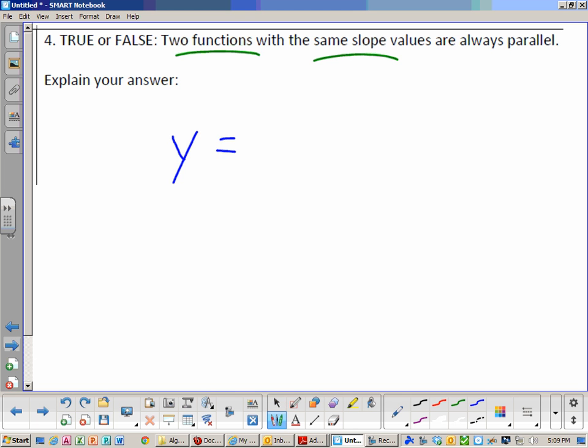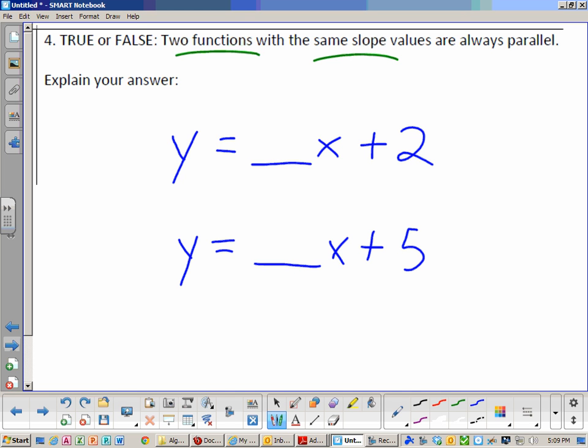I want you to graph these two equations. Let's make up a y-intercept right now. Let's say one y-intercept is 2. I want you to make up any slope. And let's make the other y-intercept, say, 5. Yeah, 5. All right. You know, let's make this 1. And this one 4 instead. That way it's a little lower.